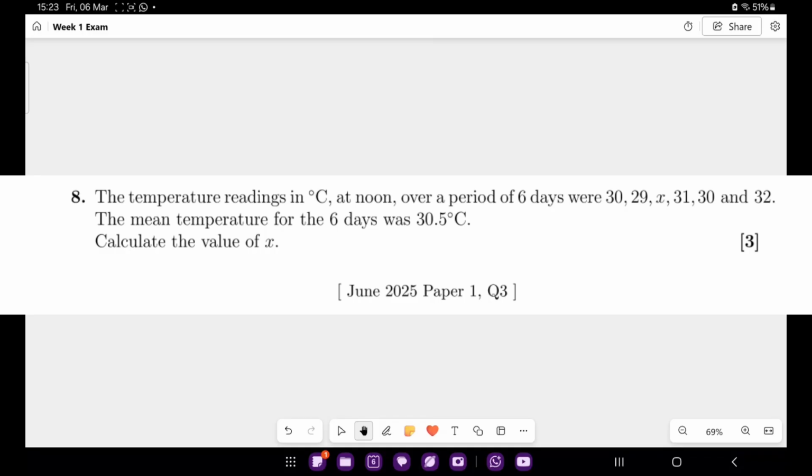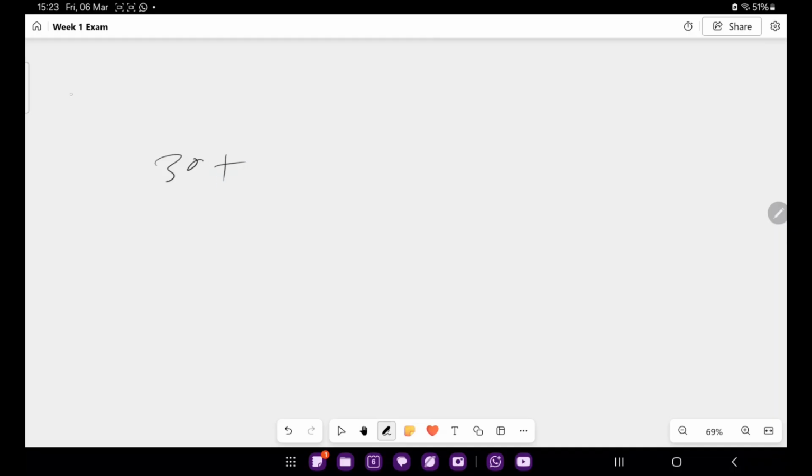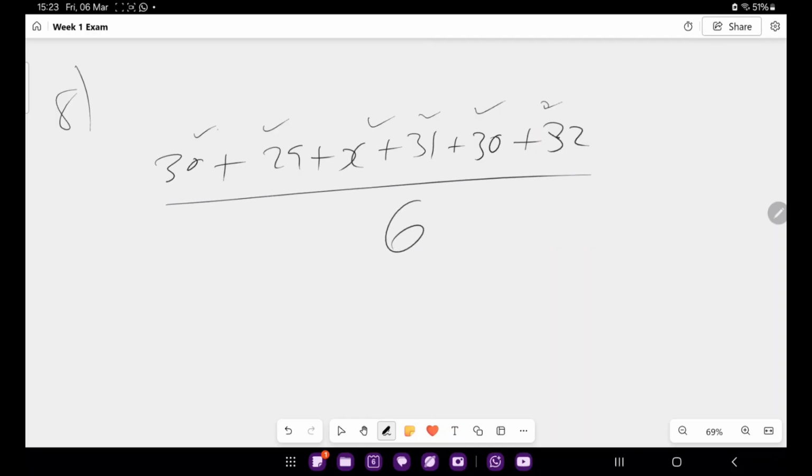Okay, so we have the different readings for those 6 days, and the mean temperature for those 6 days is 30.5. So meaning that if we take those values and add them up, so 1, 2, 3, 4, 5, 6, right? So we have all 6 of them divided by 6. It should give us 30.5.